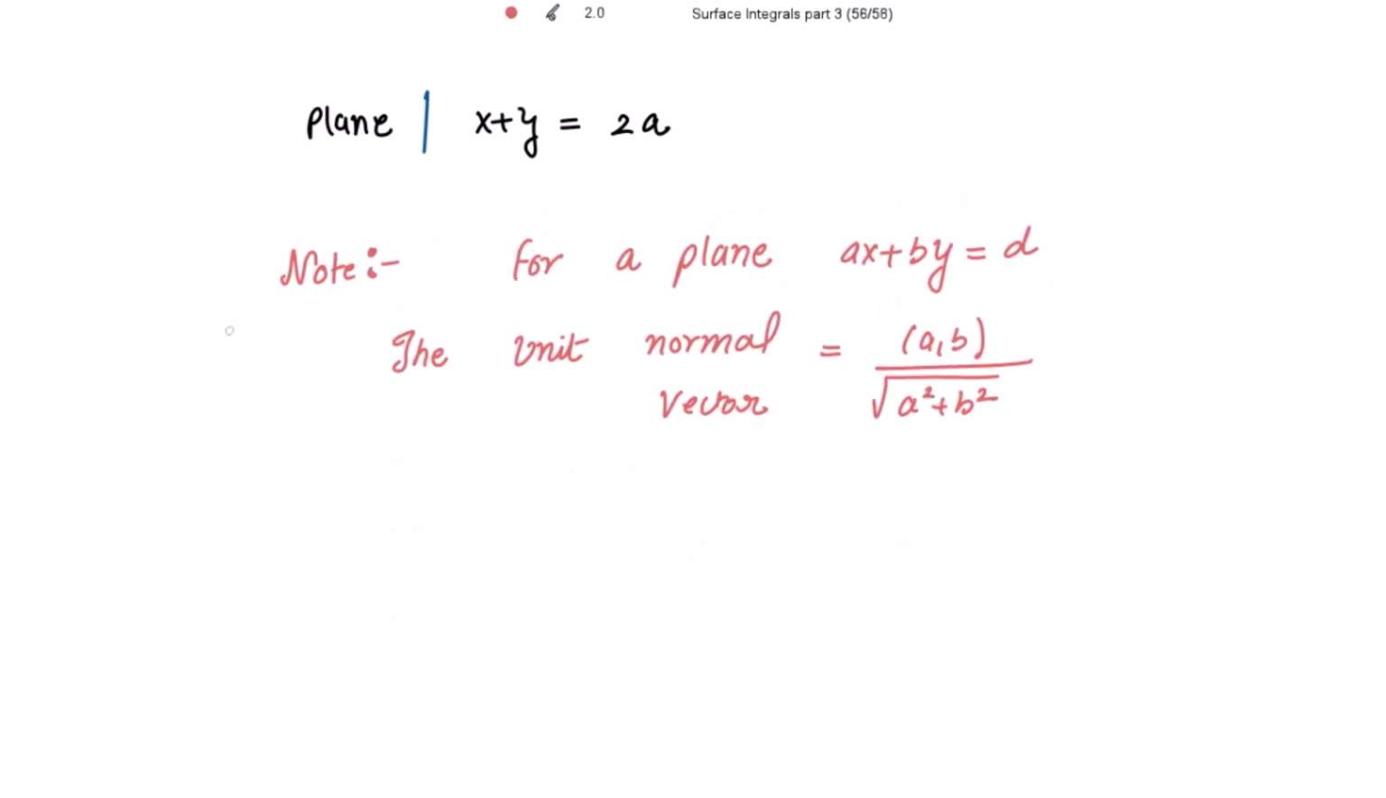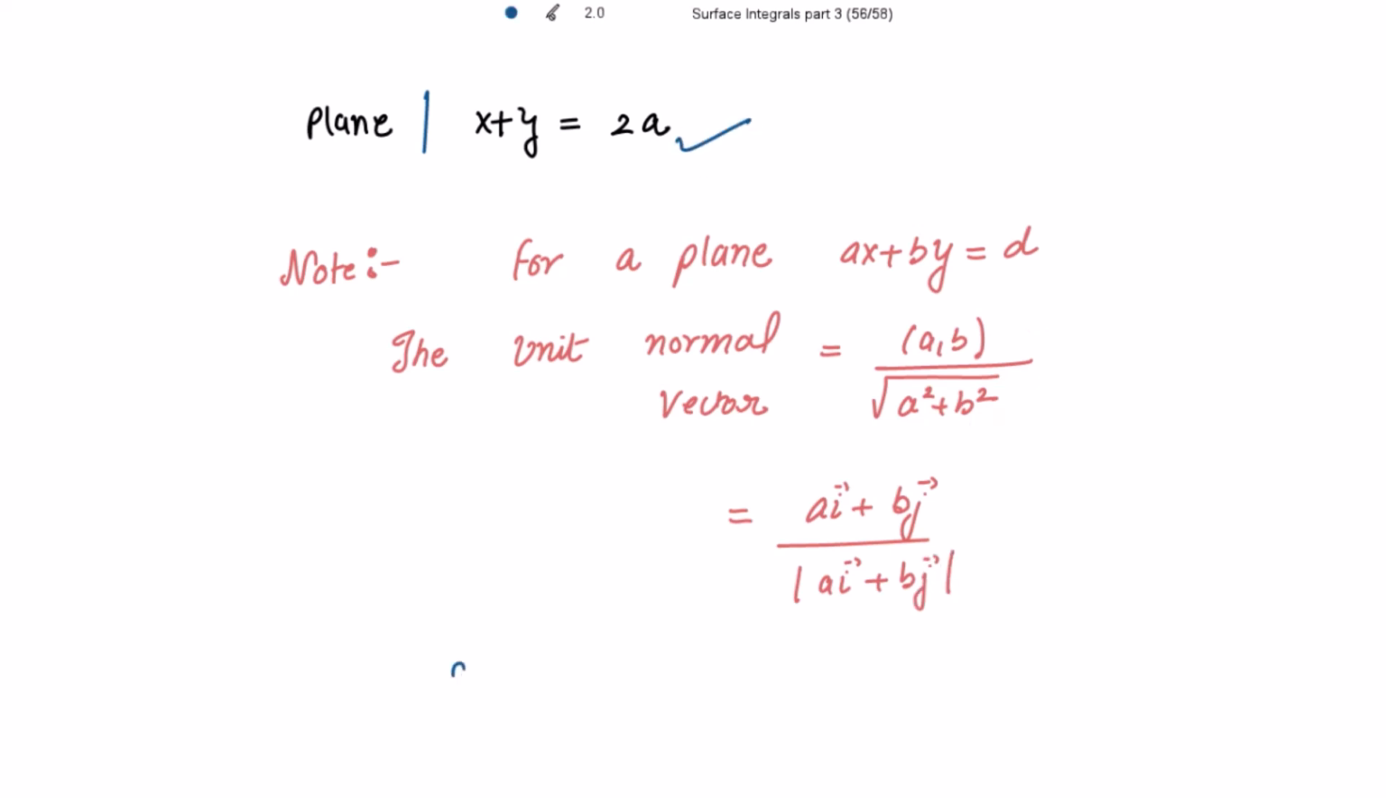Okay. Please note that for a plane ax plus by equal to d, the unit normal vector is equal to the vector (a, b) divided by square root of a square plus b square. Or we can also write this in vector format as a i vector plus b j vector divided by the mod of a i vector plus b j vector.